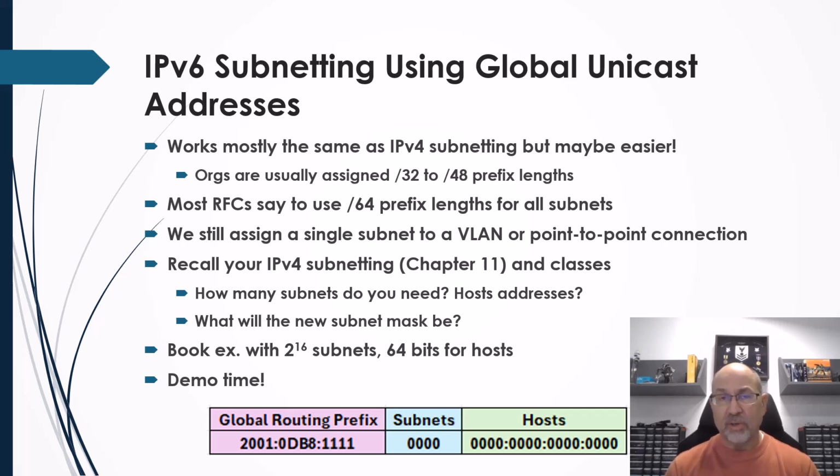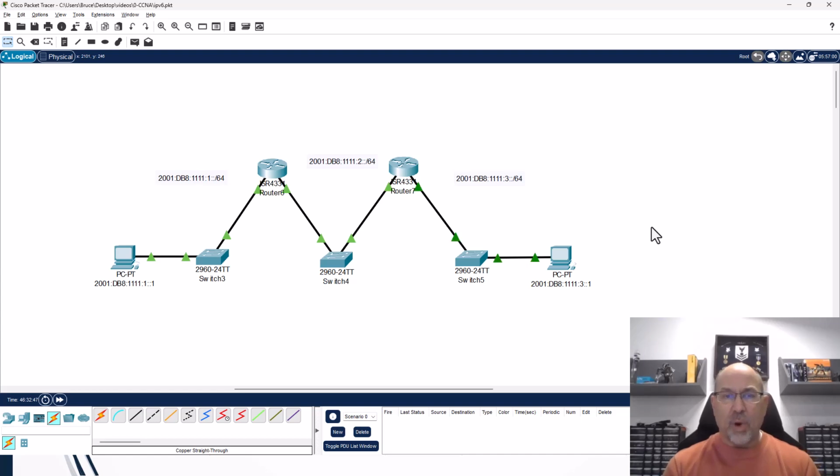Let's take a look at another example. If we take a look at what we have here, we have what looks to be one IPv6 network, but that's not what's going on. Here we have the 2001:DB8:1111:1/64. Here we have the same address space, but it's :2, and here we have :3.